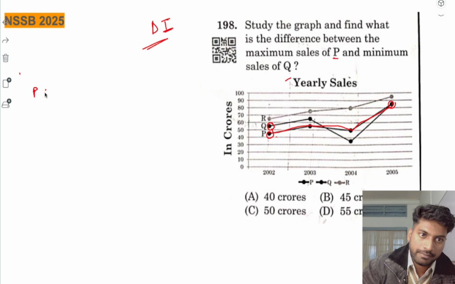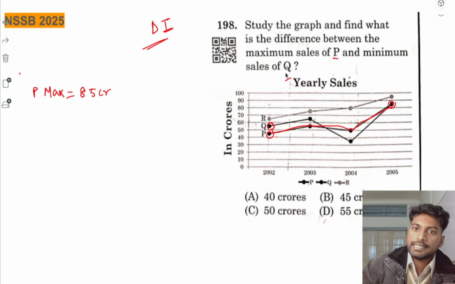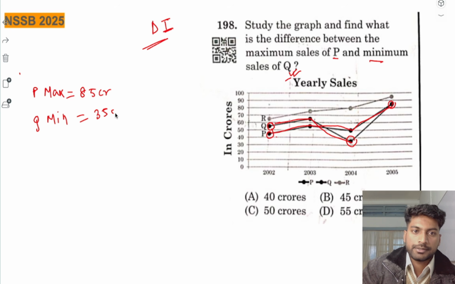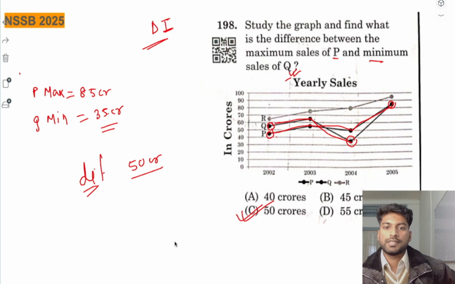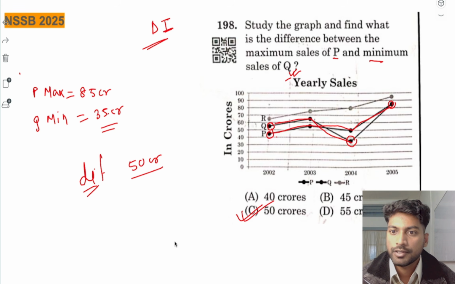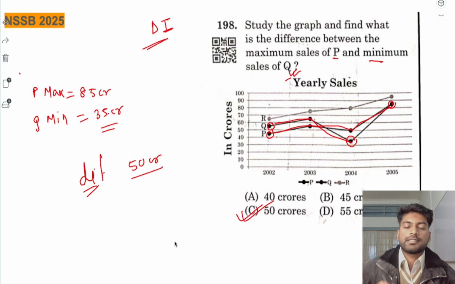So I can write P maximum 85 crores, and they're saying minimum of Q, this one is the minimum, and that is 35. So Q minimum is 35 crore. So their difference क्या होगा? 85 minus 35, that is 50 crore. So 50 crore is the answer, है ना? Yeah, right answer. Chalo.